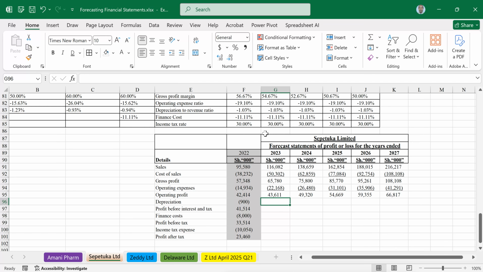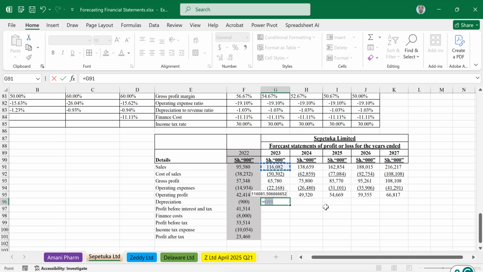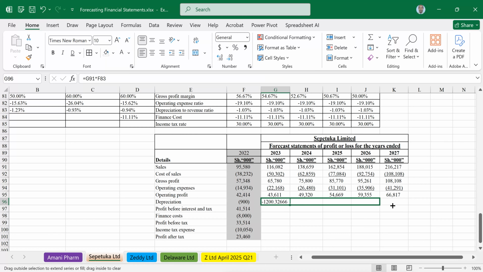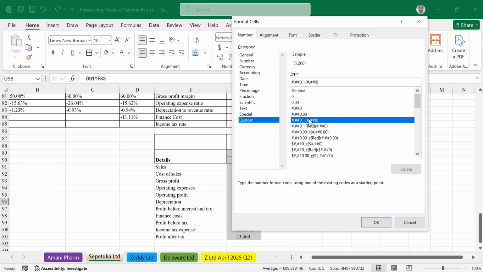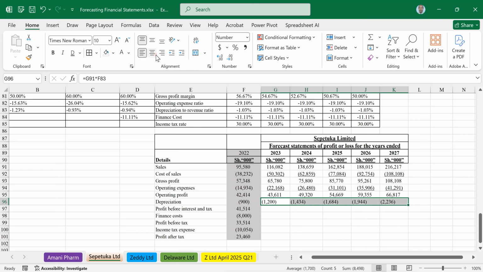So the depreciation to revenue, or depreciation expense, will be equal sign, click on the sales times this ratio, depreciation to revenue ratio. Enter. Then format accordingly. Control 1, custom, then this part. Can center it.